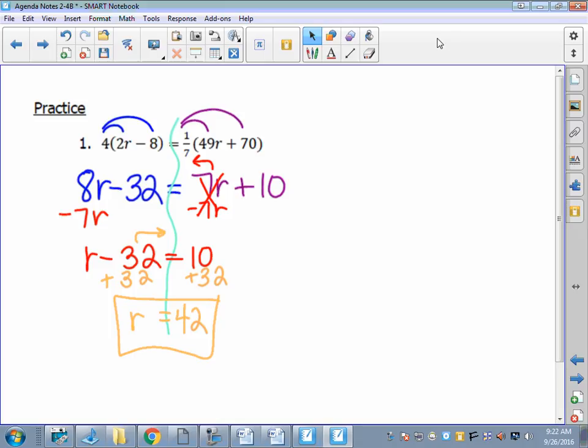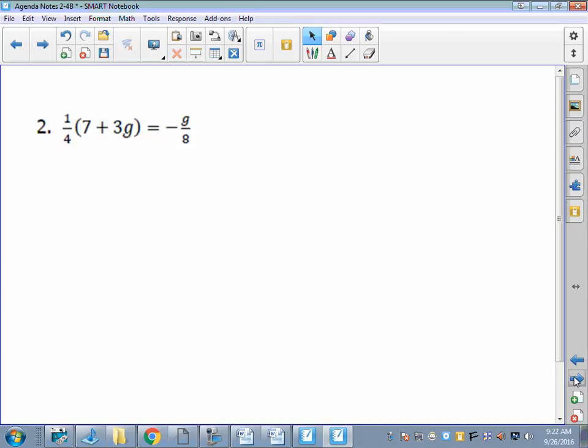So let's look at the next example. I've got a 1/4 with a 7 plus 3g in parentheses. I've got a negative g over 8. So let's do a least common denominator. My denominators are 4 and 8.